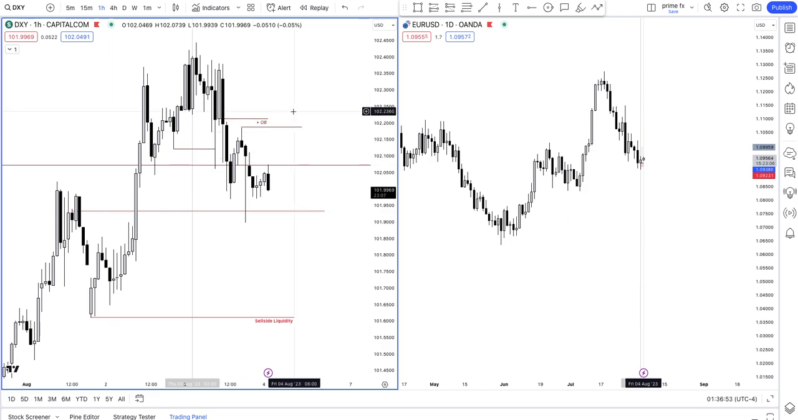And wait, one more thing. We see this consolidation. So price was consolidating, and then we had a breakout of the consolidation. So this is a very good sign that price is going to go lower. We could be very wrong, but this is what we anticipate. We anticipate bearish pricing.